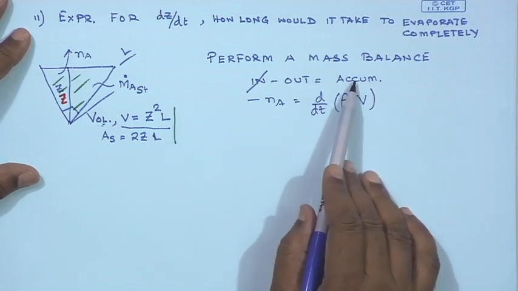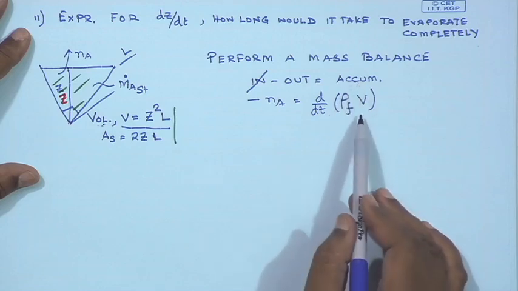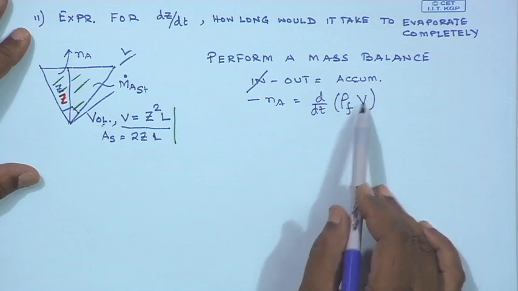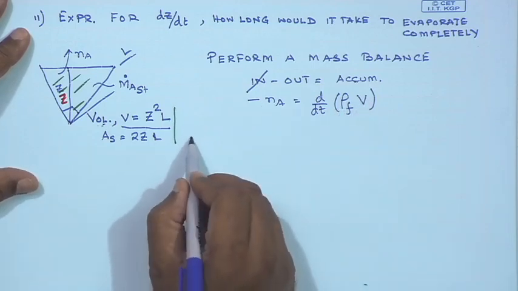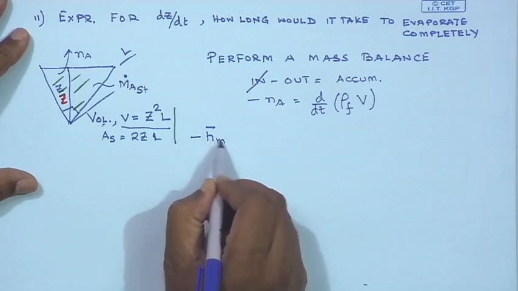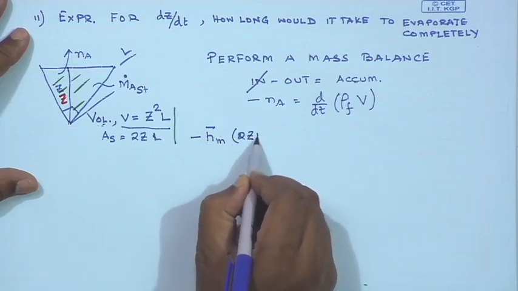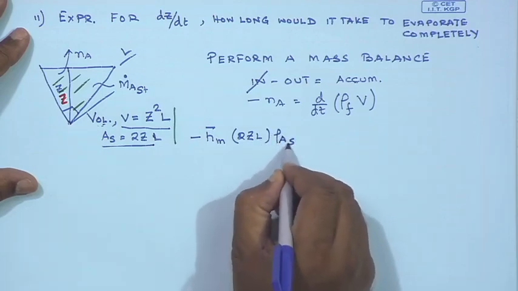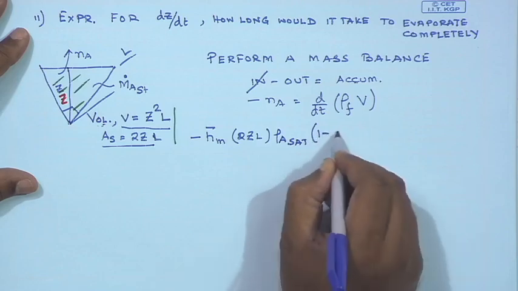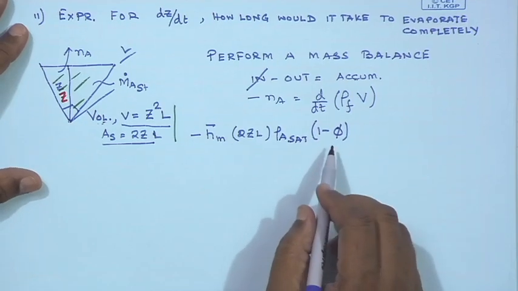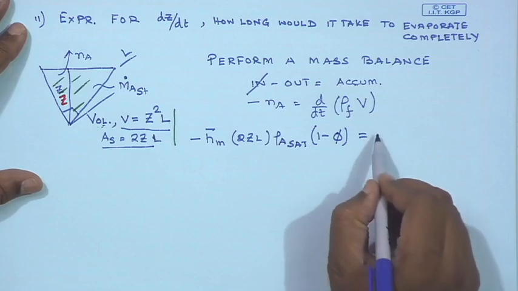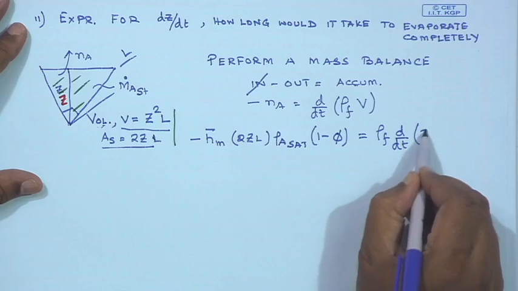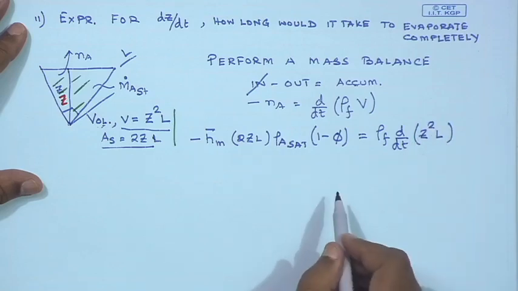So, the time rate of change of stored water in the channel would simply be given by d/dt of rho f V, and this N A, which we have seen before, is going to be h bar m times twice z L, which is the surface area, times rho A sat times 1 minus phi, where phi is the relative humidity. Since rho f is a constant, it is going to be d/dt of V, so d/dt of z square L.